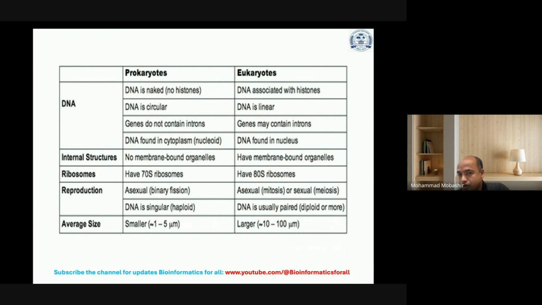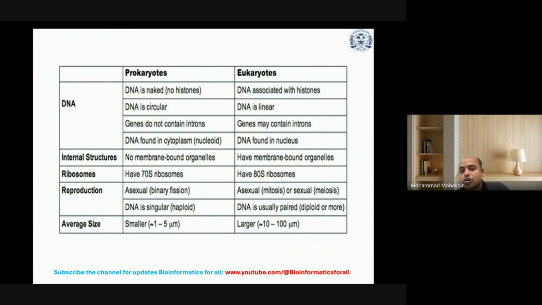Introns. DNA is found in the nucleus. Then, for internal structures, no membrane-bound organelles are present in prokaryotes, while eukaryotes have membrane-bound organelles. Ribosomes are 70S in prokaryotes, while eukaryotes have 80S ribosomes.